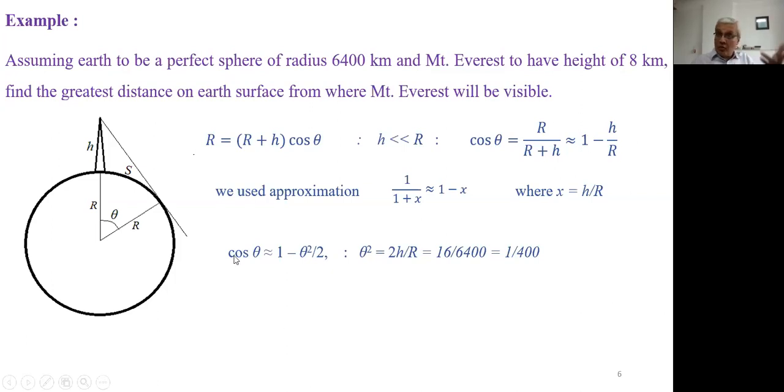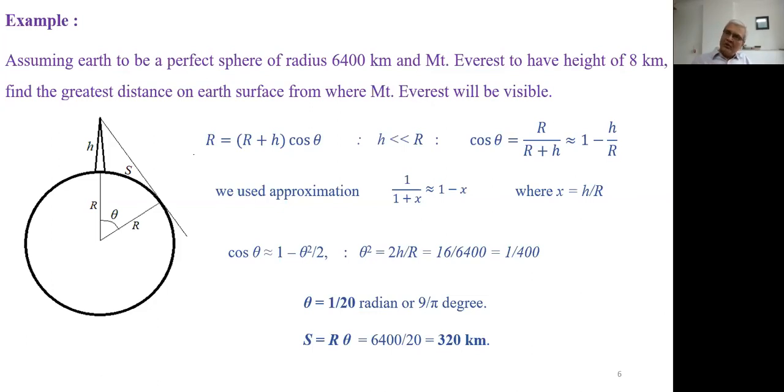Remember, cos theta in approximation is also 1 minus theta square by 2. And therefore, comparing the two, theta square is nothing but 2h upon r, which is 16 upon 6400, or 1 by 400. So you get theta as 1 by 20 radian, or 9 upon pi in degrees. 9 by pi is a number which is less than 3, so this is less than 3 degrees. If that is your theta, then the distance s on the Earth's surface will be r theta, and it turns out to be 320 kilometers. So if you are at 320 kilometers from the base of Mount Everest, you will be able to see it.